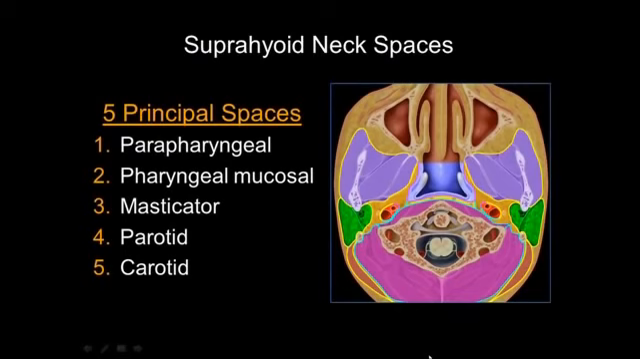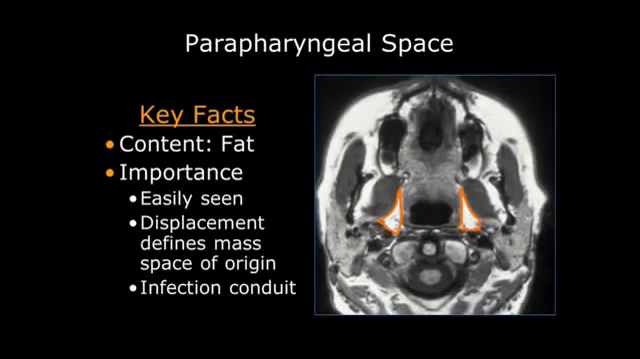Today we're going to talk about 5 spaces, not all of them because, again, we have time limitations, and that's fine. We're going to talk about the principal 5 big spaces of the suprahyoid neck: the parapharyngeal, pharyngeomucosal, masticator, parotid, and carotid spaces. We'll do it one space at a time initially, and then we'll break into diseases of the spaces.